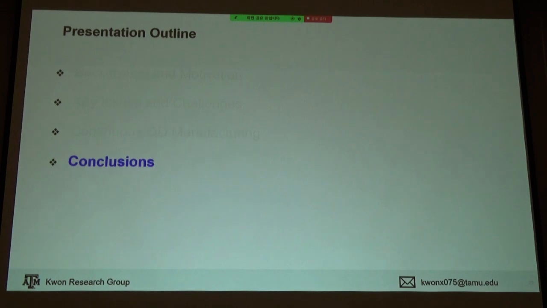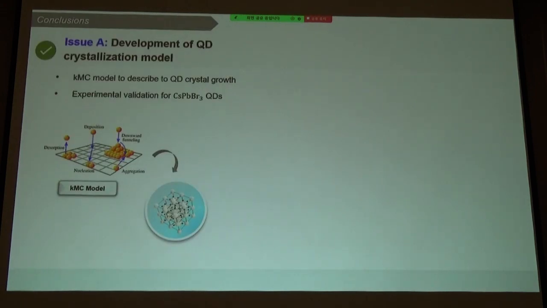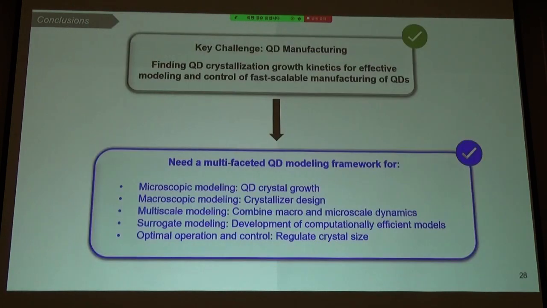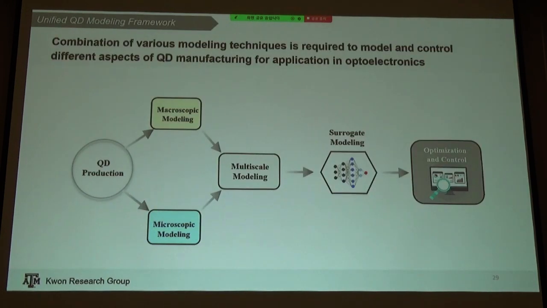Okay, so now to conclude. There are a few issues. The first issue was that there is no comprehensive high fidelity crystallization model, and the second issue was that there was no modeling and control framework for enabling continuous QD manufacturing. In order to address this key challenge, we developed this unified framework, which is presented right here.